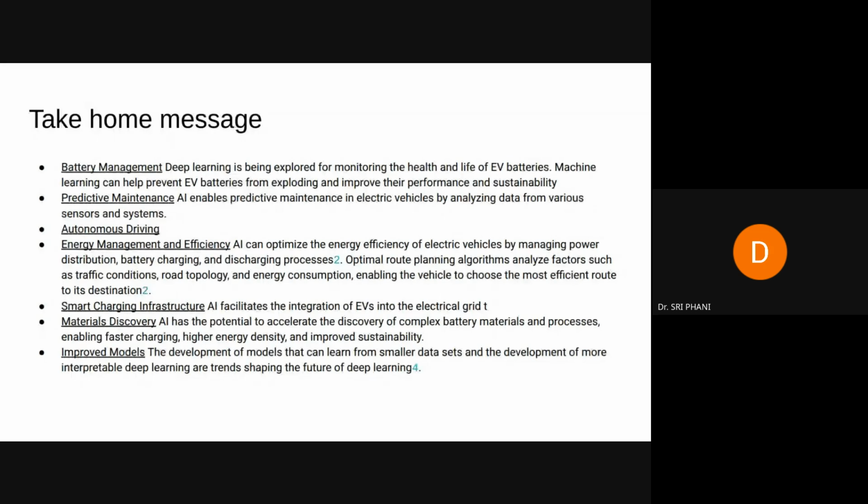So charging station locations and placement, how much it should be charged, at what rate it should be charged, and what should be the dynamic price placed. So these need to be taken into account. Materials discovery can also be done, because in batteries you need new materials to handle different charging and discharging rates and the storage density or packing density. So for all these things you should also have material discovery. And finally, improved models.